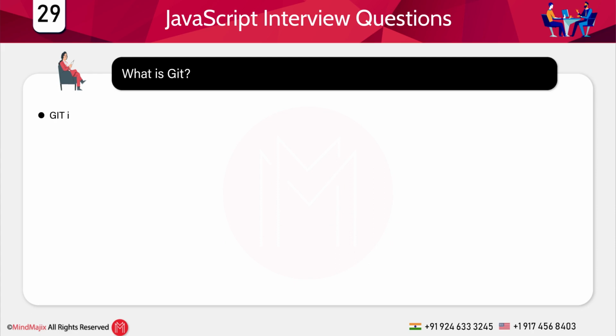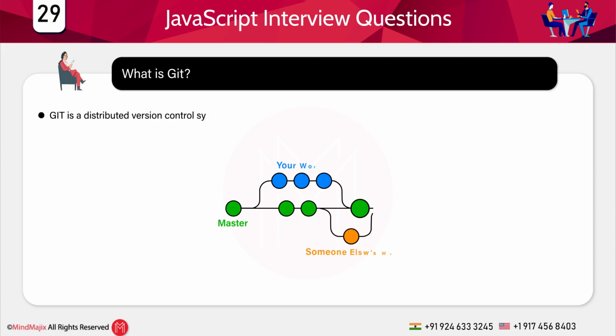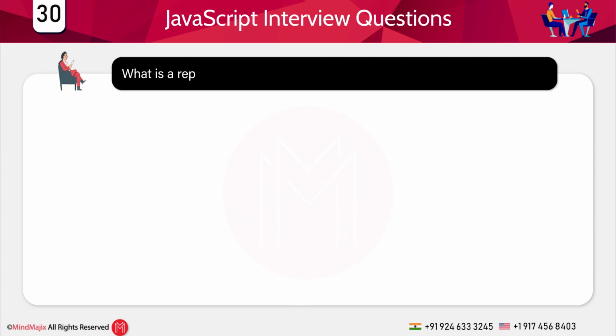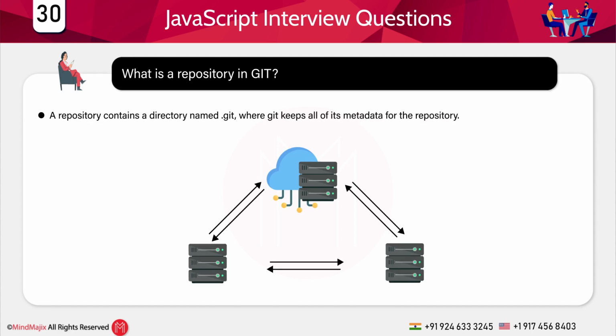What is Git? Git is a distributed version control system and source code management system with an emphasis on handling small and large projects with speed and efficiency. What is the repository in Git? The repository is nothing but a directory. Its name is .git, where Git keeps all its metadata for the repository.